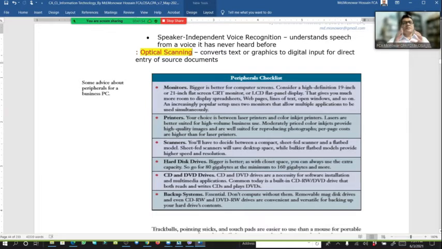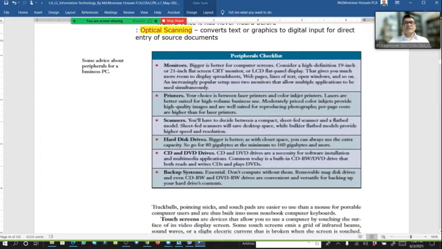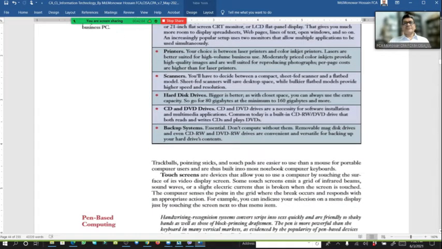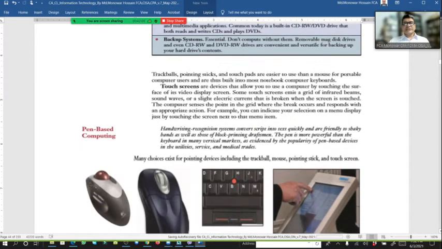Some devices, that means peripherals, here are the monitor, printer, scanner, the checklist, hard disk drive, CD, DVD drive, backup system, etc. This is taken from your reference book also.